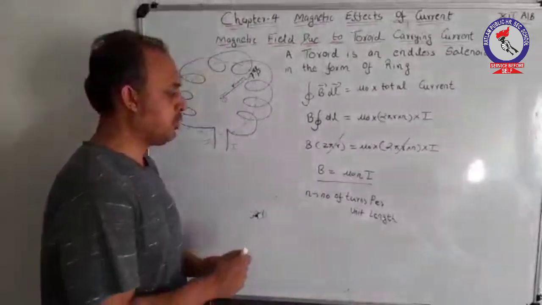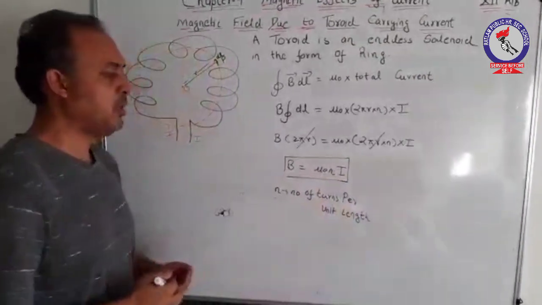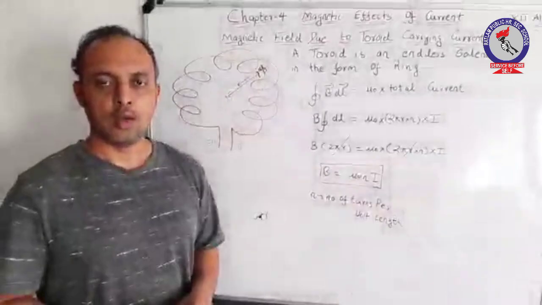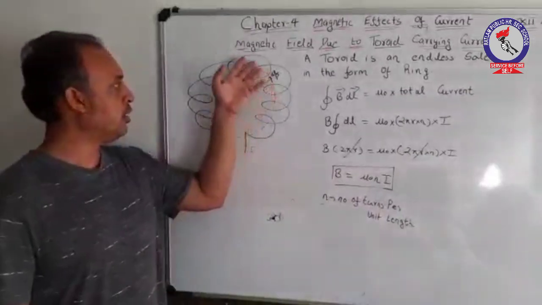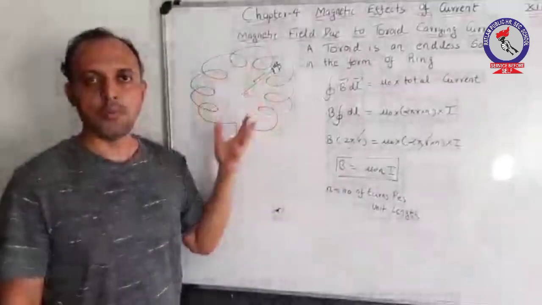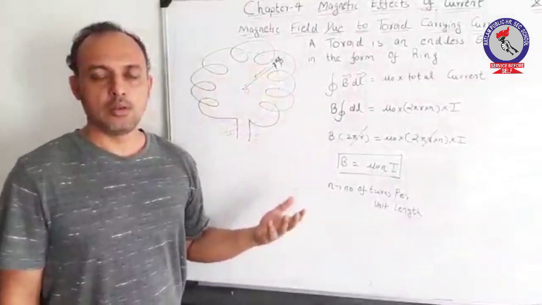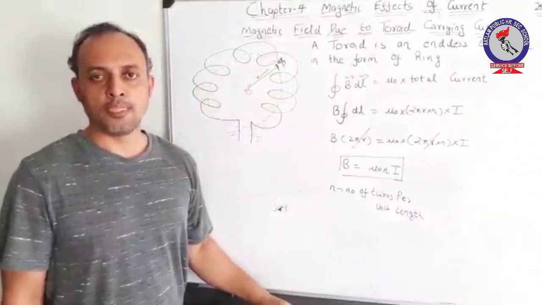Going through the final expression, which comes out to be mu naught n I. As I have just explained that the magnitude of the magnetic field at any point inside the toroid remains uniform, hence the field inside the toroid also remains uniform.